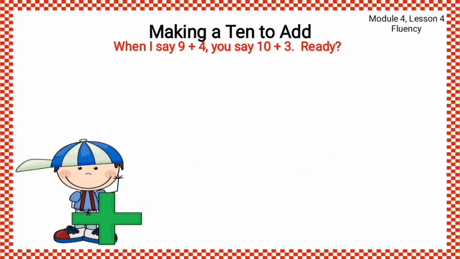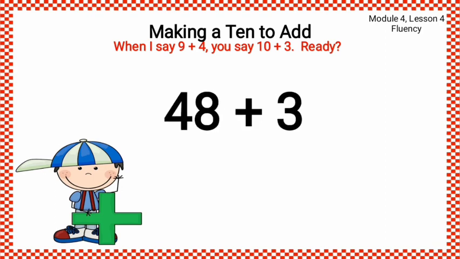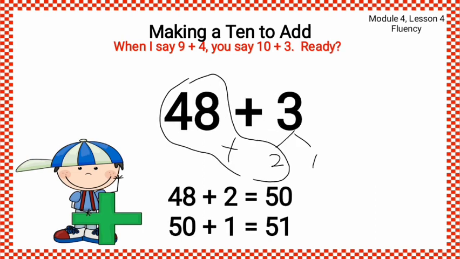Okay. It's easy to make a 10. 48 plus 3. What should I do? 8 needs what? It needs 2 to make a 10. So pull that 2 away from 48 and it will give you what? 48 plus 2. That's 50. And you are left with 1. So 50 plus 1 is 51. So 48 plus 3 is 51.